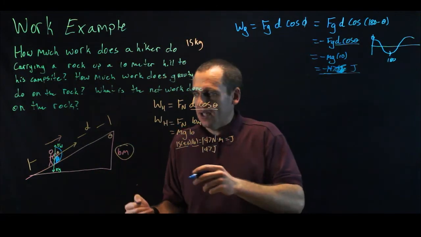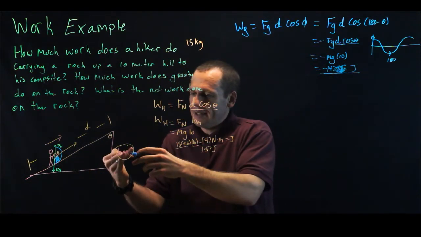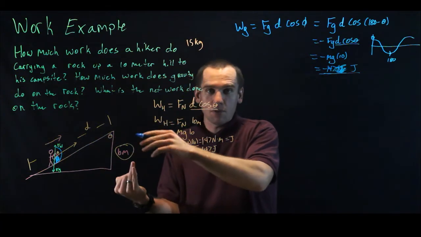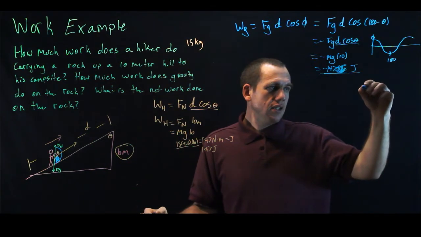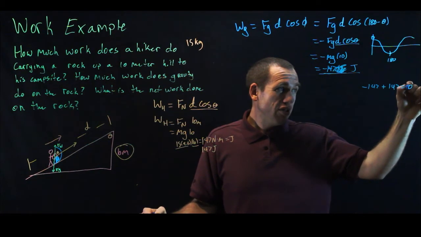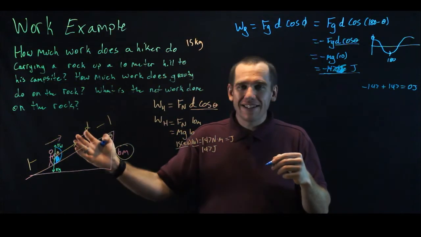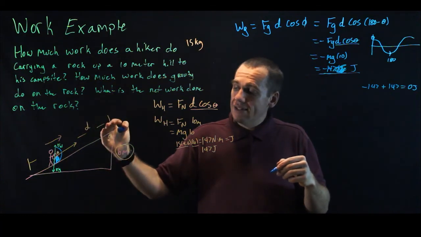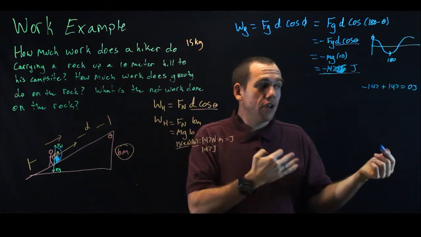And that makes total sense because these two forces are balanced. There is no acceleration. The distance is the same. Gravity was pulling down as the rock was going up. So these two forces were opposite. So gravity did negative work. And so that means the net work done would be the negative 147 plus the 147, which equals 0 joules. So the net work done on the boulder was 0 joules. That doesn't mean the hiker didn't do work. The hiker still did 147 joules of work on the boulder. It's just that gravity did negative 147 joules of work on the boulder. So the net work on the boulder was 0.